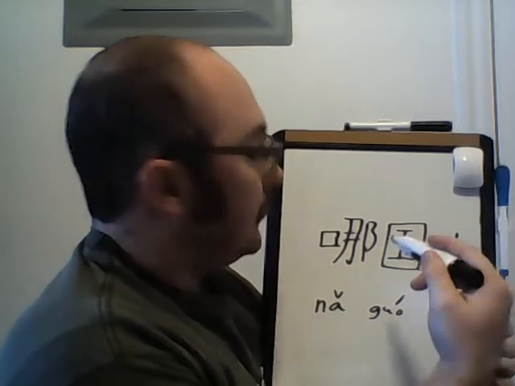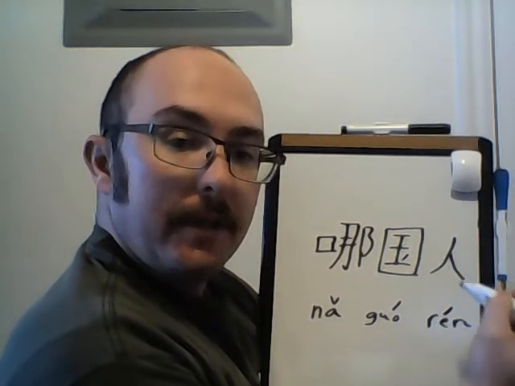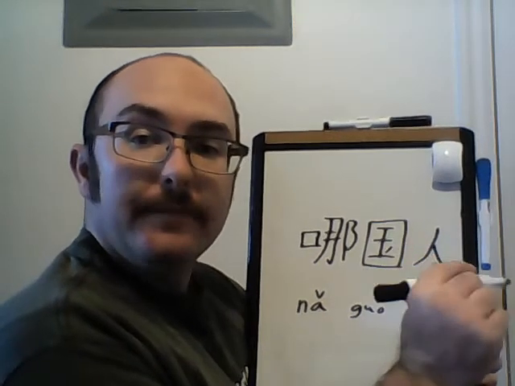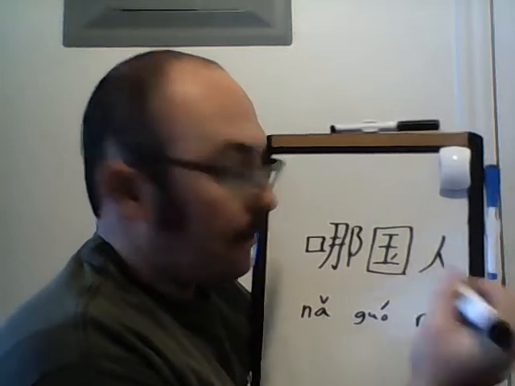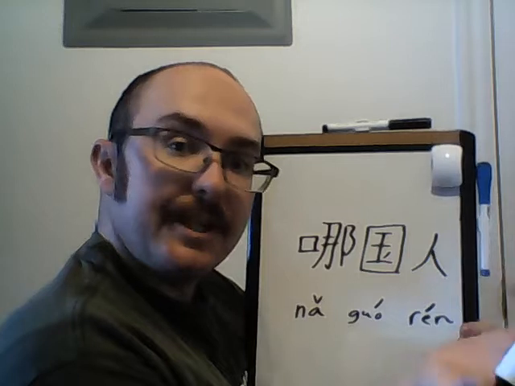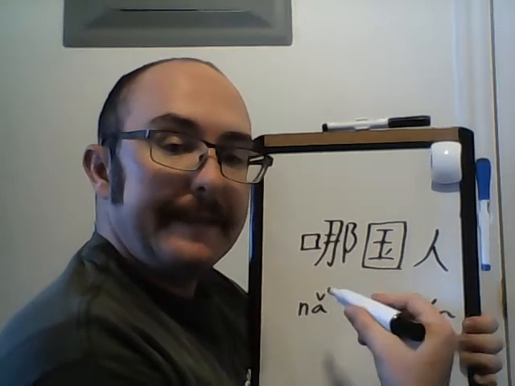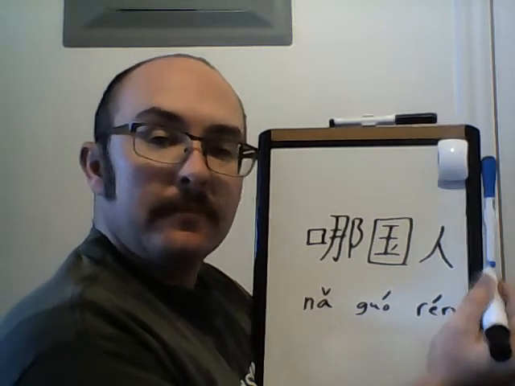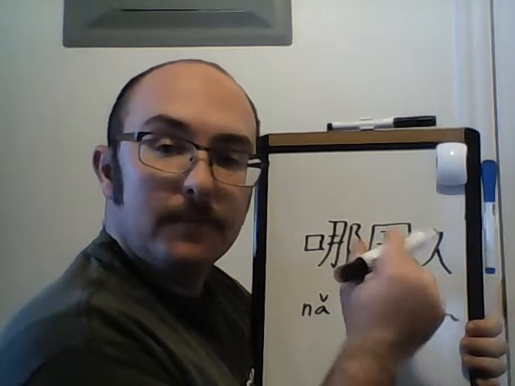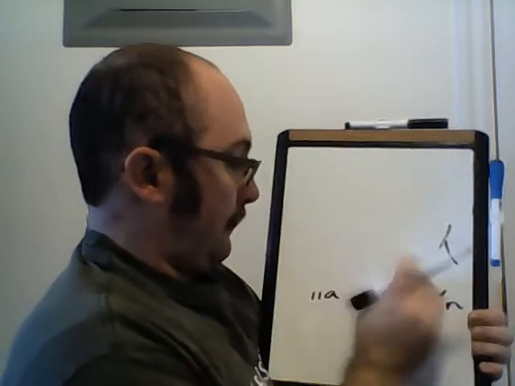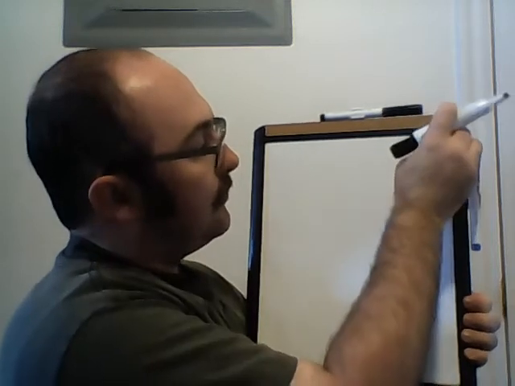Na. Guo, we know, means country. Ren means people. So, 你是哪国人? is one way of saying where are you from, what country are you from, what nationality are you? 你是哪国人? 哪国人? 我是美国人.